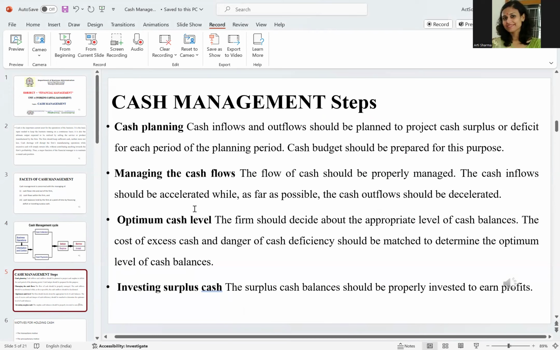Now there are a few steps of cash management. First is the cash planning. So cash inflows and outflows should be planned to project the cash surplus or deficit for each period of the planning. Cash budget should be prepared for this purpose.